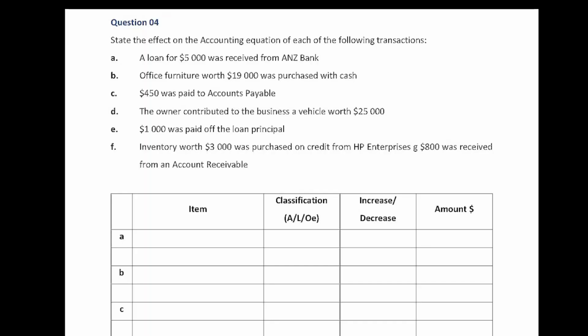So you said the classification is asset, so I'll write asset here. Then what is the item? Cash at bank. Increase or decrease? Increase. Amount?